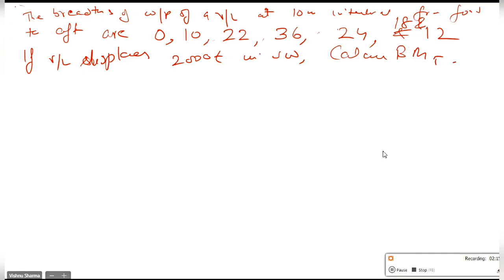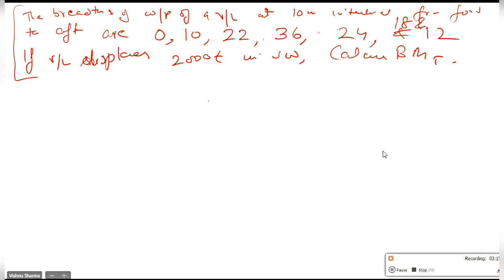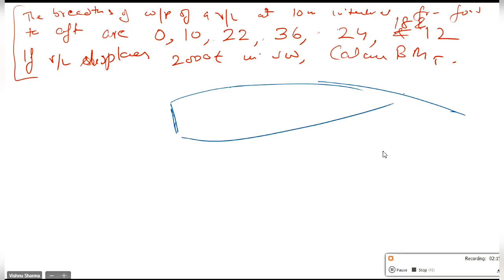This is for somebody who was doubtful about what to do when full breadths are given. Okay, beta. Now for this question, the diagram you'll make would be like this again. It's 0 at the forward end and something 12 at the after end. Now you will take half the breadths. 1, 2, 3, 4, 5, 6, 7.